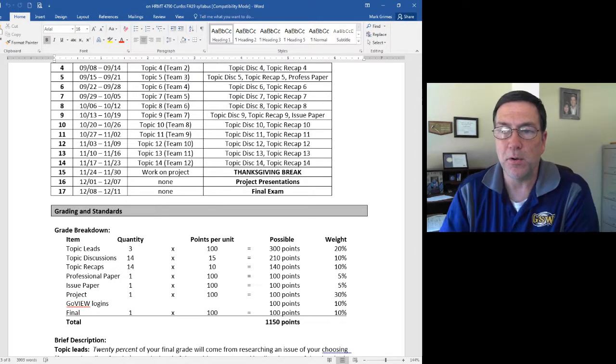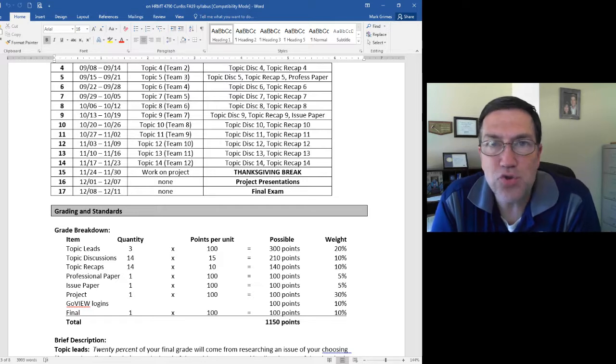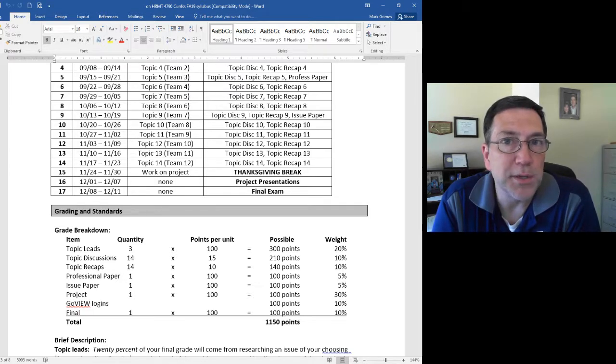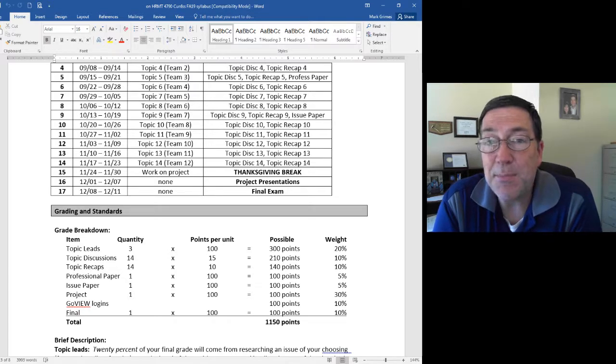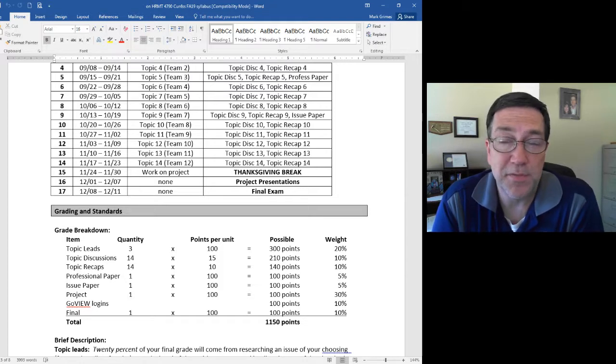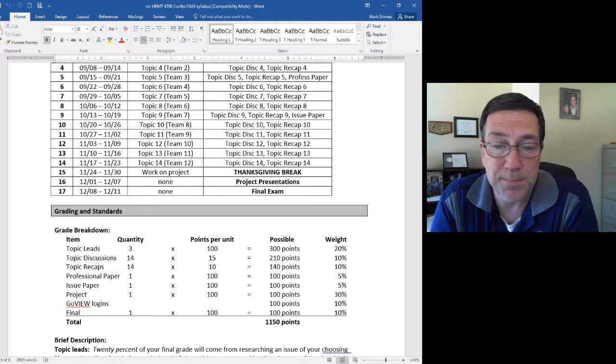Another thing that I do in my online classes a lot of times is I track how frequently you log into GoView, into this class specifically. And I'm going to say that I'm expecting you to log in every day, Monday through Friday. And you might log in Saturday or Sunday, you might not. Those are kind of the free days.